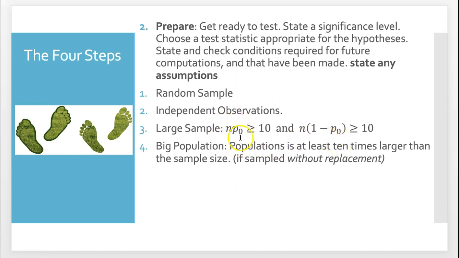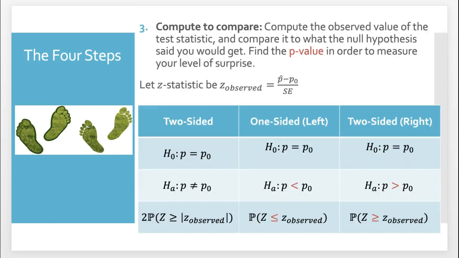So as long as these products here are both greater than 10, then what we're saying is that the distribution is definitely unimodal symmetric, and you have enough data for a valid approximation. And then of course here, big populations, right? Our populations need to be at least 10 times larger than the sample size, okay, especially in sampling without replacement.